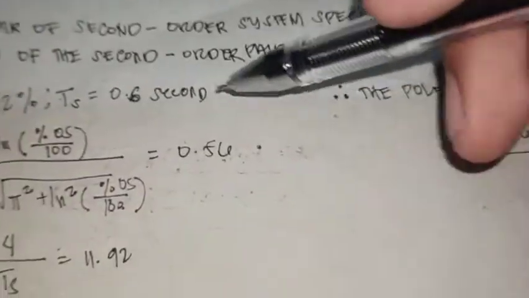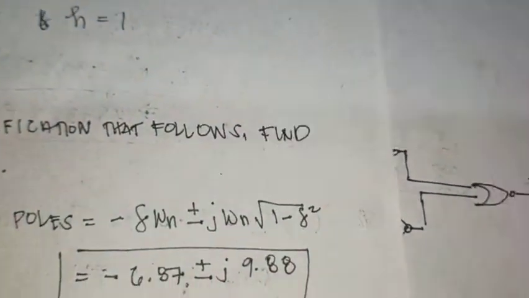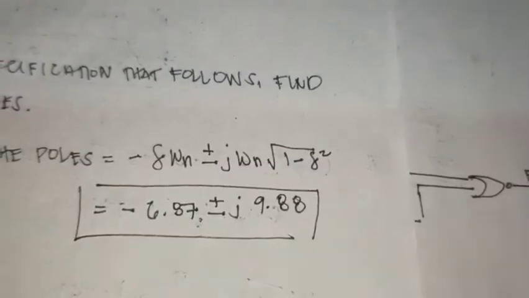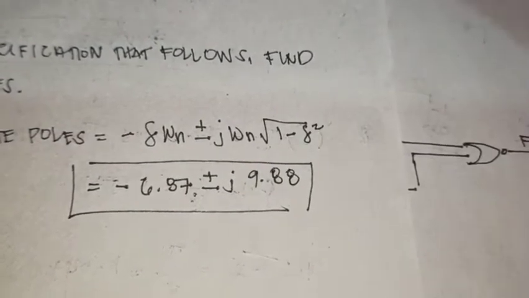Now that we have the natural frequency and the damping ratio, we plug them into the formula. The result is negative 6.87 plus negative j 9.88.